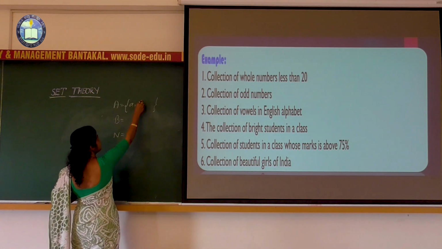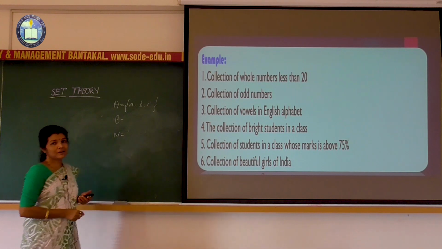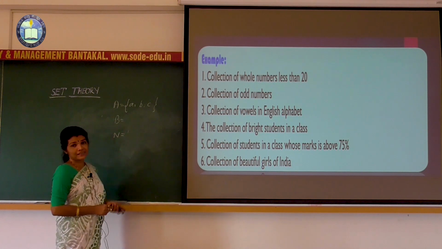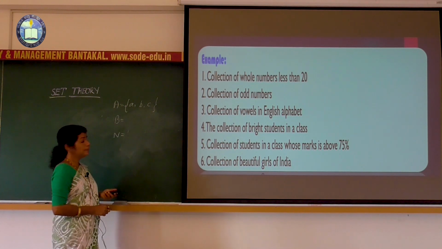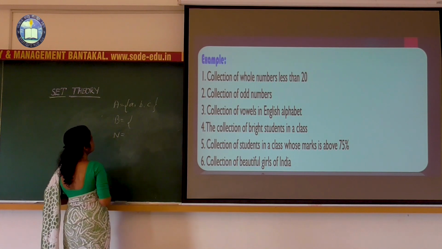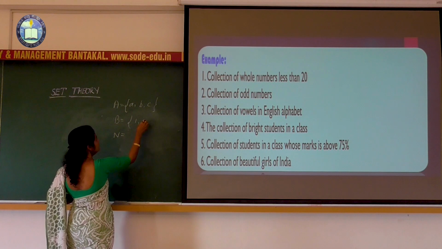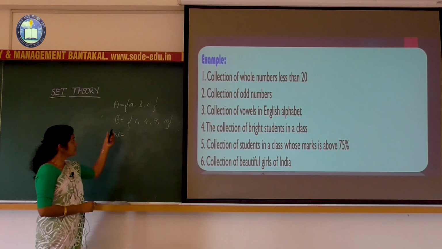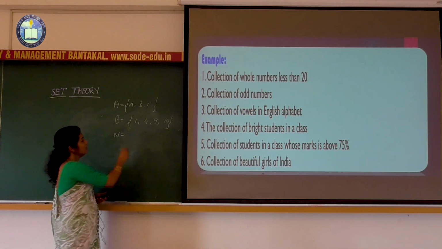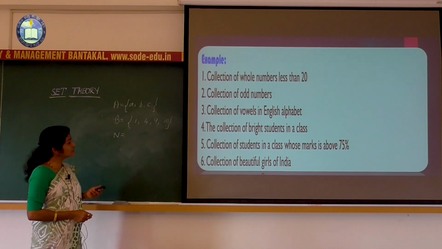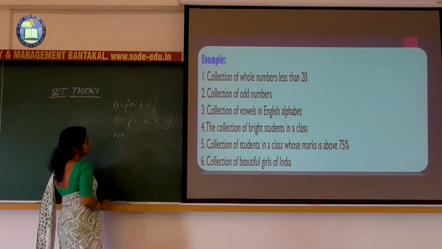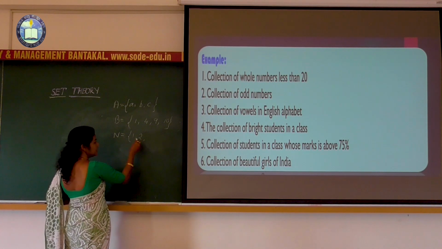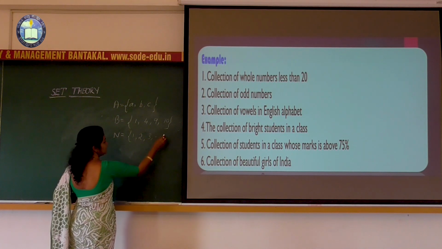Suppose if we consider A is the set with elements a, b, c, then elements are written in small letters, and elements are separated by commas and written within the braces. Consider set B as {1, 4, 9, 10}. Here set B contains 4 elements separated by commas and written within the braces. Consider the set of natural numbers. You know that the set of natural numbers starts from 1. So it includes 1, 2, 3, and so on.